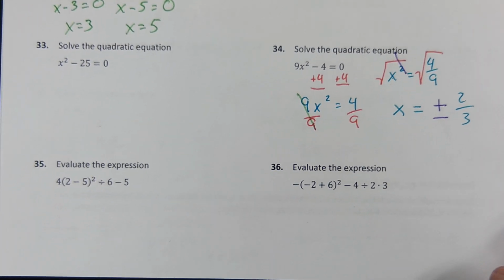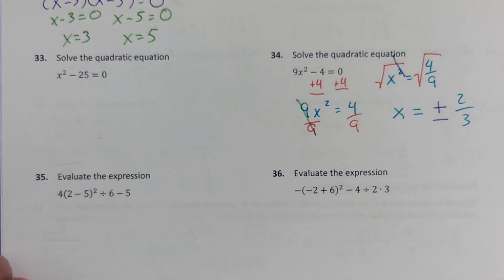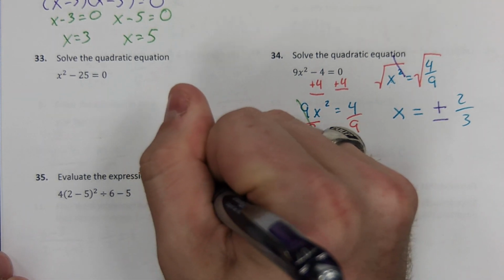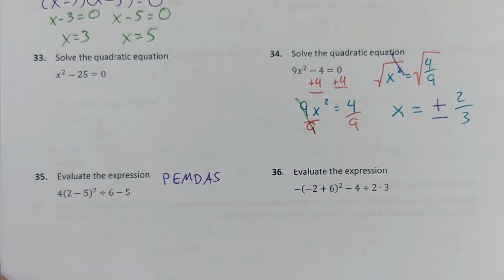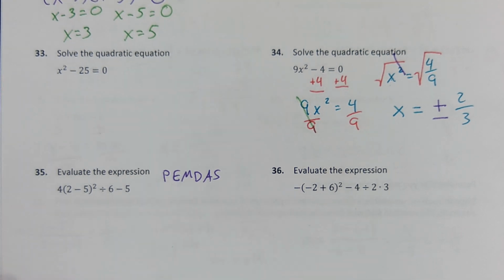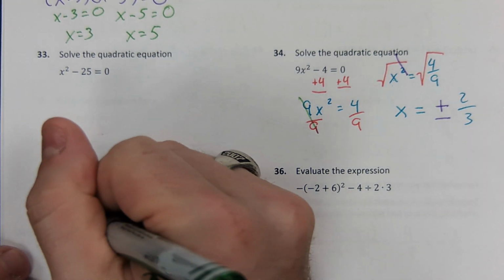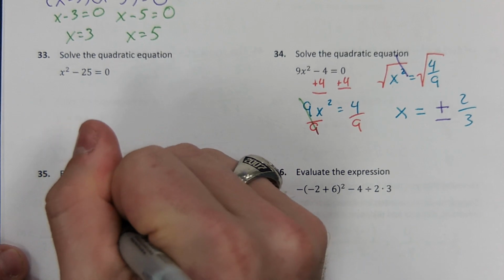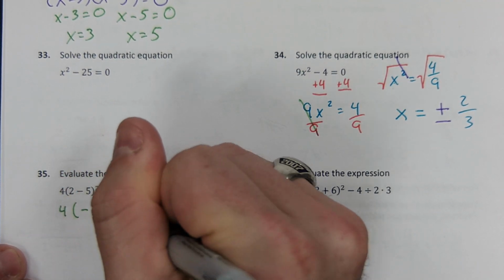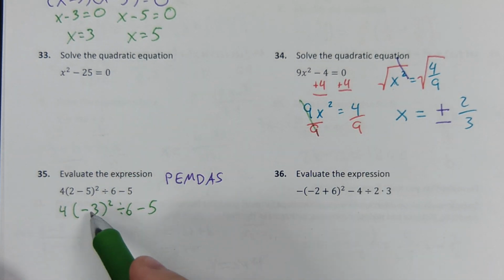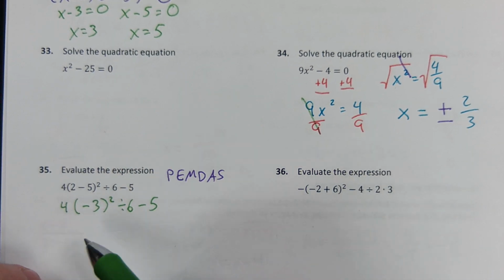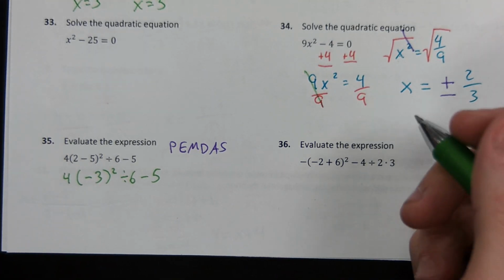35 and 36 are literally just following the order of operations questions. They're PEMDAS questions. Can you follow the order of operations? The P stands for parentheses, and what that means is, can you clean up something inside of parentheses? If you can, you should start there. And yes, I can. 2 minus 5 is negative 3. Next is exponents. This number has an exponent. Negative 3 squared means negative 3 times negative 3, which is positive 9.